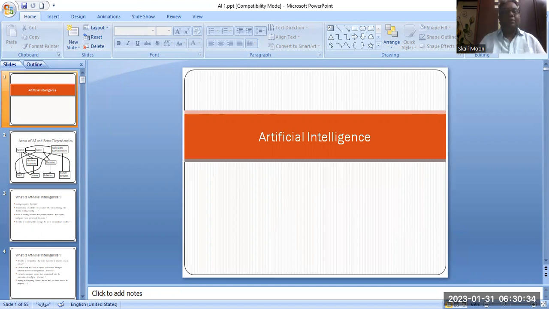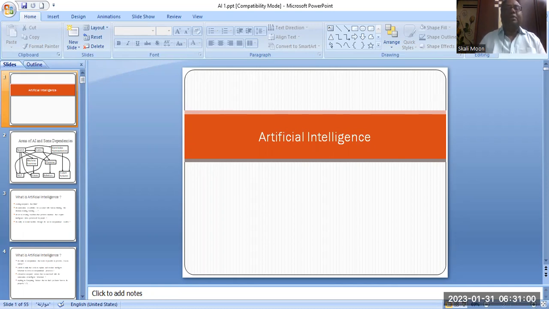Today we are going to discuss artificial intelligence. So, what are the areas of artificial intelligence? Artificial intelligence areas are logic, machine learning, vision, natural language processing, robotics, expert systems, and then knowledge representation.